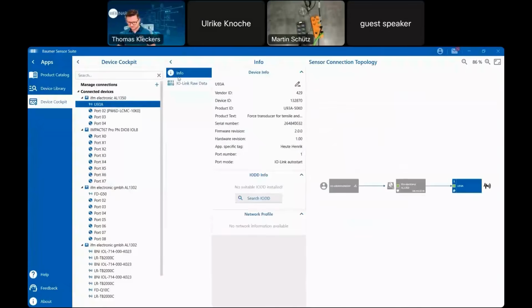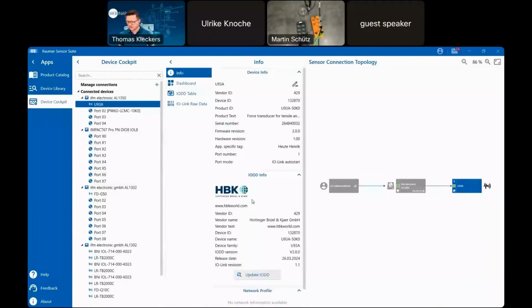Next step is to install the driver's IODD file, and this is very comfortable here in this engineering tool. So what we do is we just press on search IODD, and you see that we are connecting to the internet, logging into the IO-Link database, and it downloaded the IODD file automatically. Now we get more information, so the engineering tool can interpret the sensor's functionality.